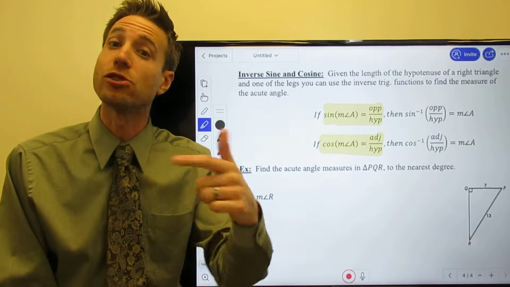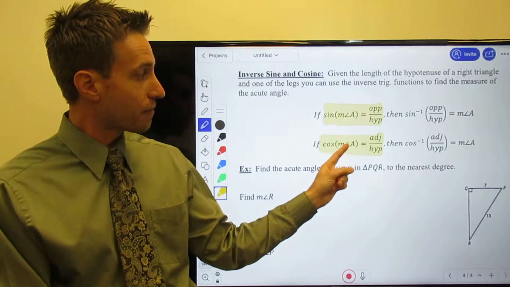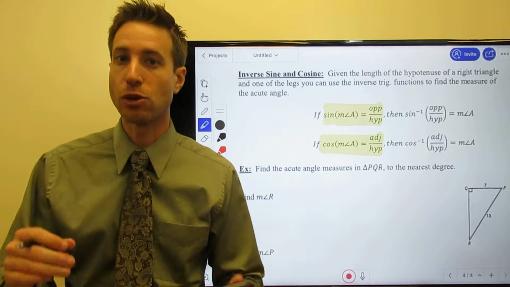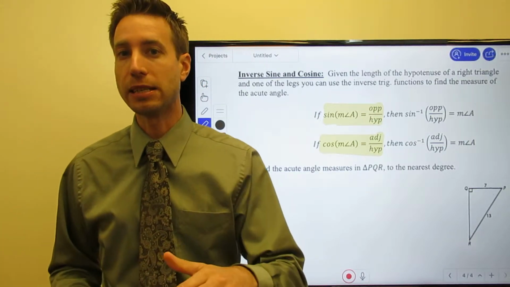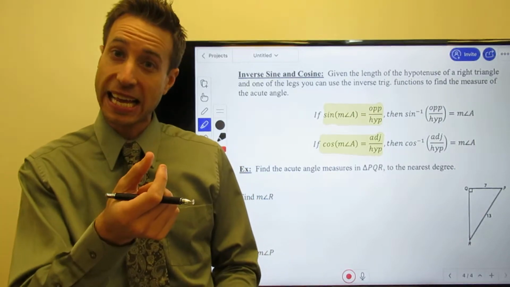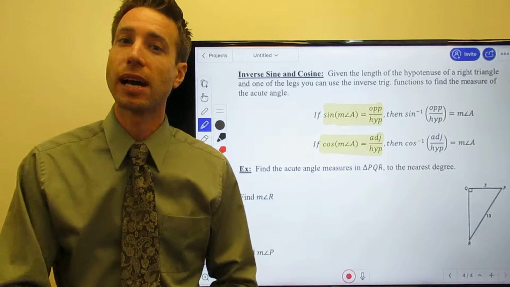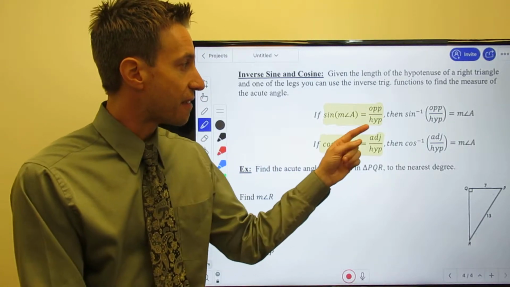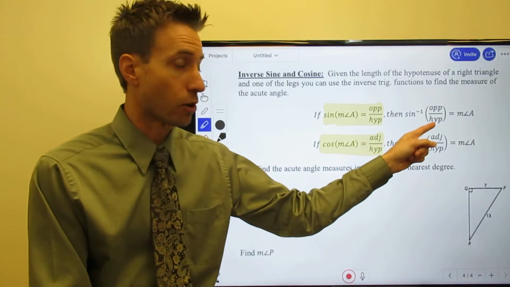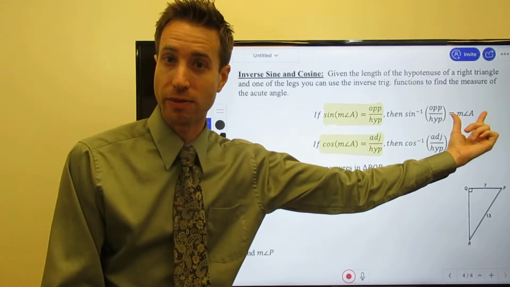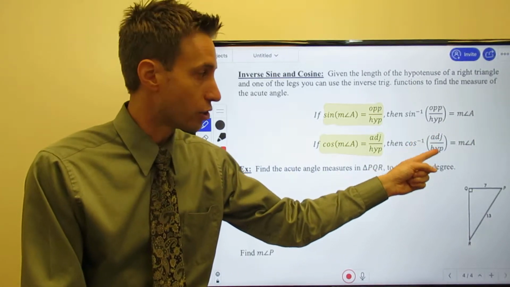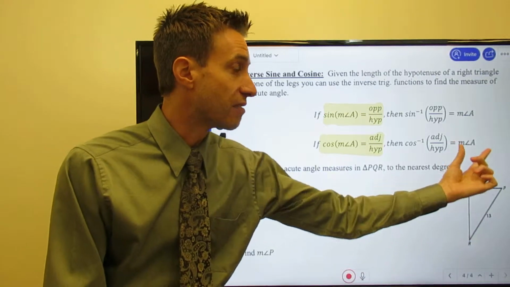What we want to do now is solve for the angle measure. What if I want to know the measure of the angle? Well, we saw this in the previous section when we worked with tangent. In order to solve for the angle measure, you take the inverse tangent of the ratio. Sine and cosine will work the exact same way. If I take the inverse sine of the ratio, opposite over hypotenuse, that'll give me the measure of the angle. Or if I take the inverse cosine of the ratio, adjacent over hypotenuse, that will give me the measure of the angle.